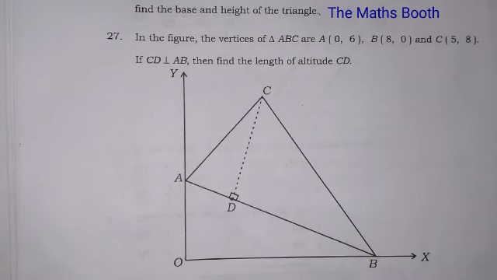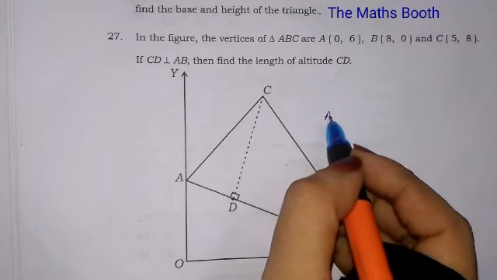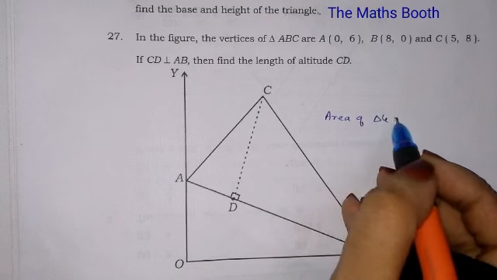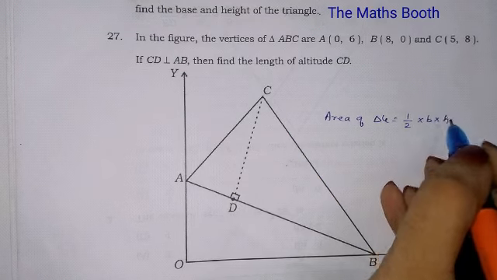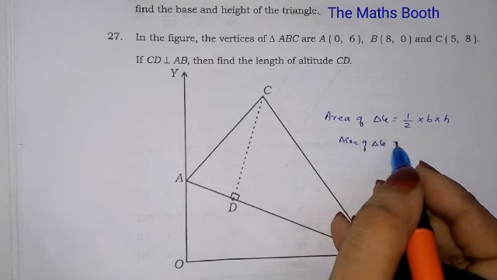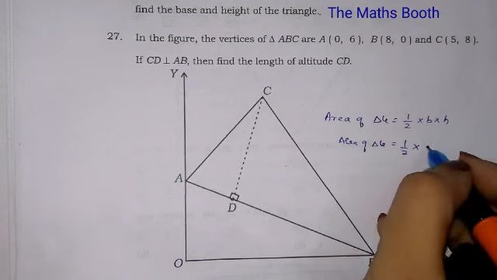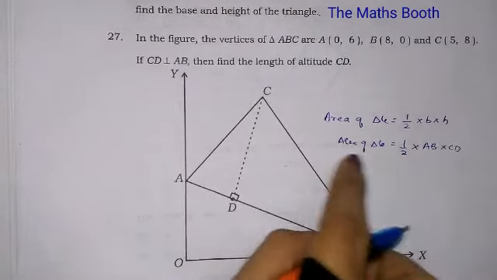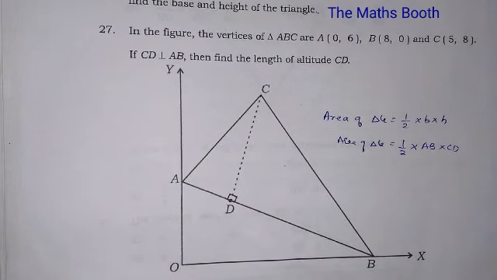How can we find the length of CD? We can find it by using the area of triangle formula. Area of triangle is equal to half into base into height. Area of triangle by using the 3 points formula we can do half as it is. Base is nothing but AB and height we get CD. By using this formula we can find the length of CD.